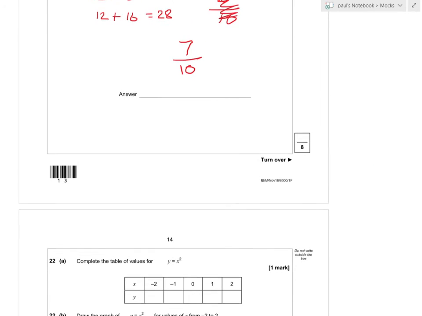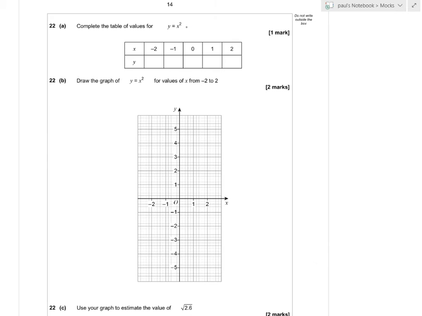Right, so we've done that one. Complete the values. Alright, so complete that. X squared. 2 squared is 4, 1 squared is 1, nothing squared is nothing, minus 1 squared is 1, minus 2 squared is 4. Right, draw the graph from minus 2 to 2. So minus 2 and 4, minus 1 and 1, 0, 0 in the middle, 1, 1, and 2, 4.